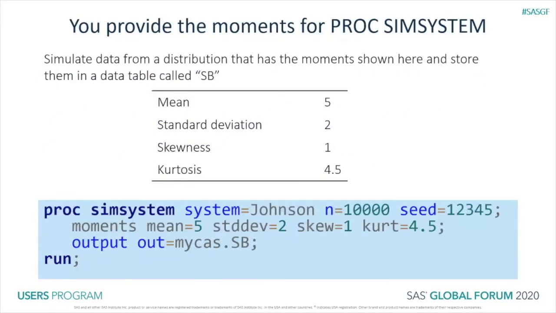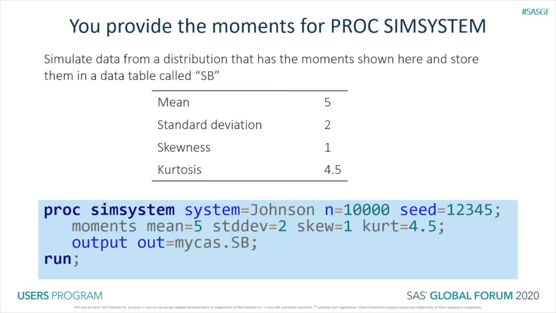So let's look at a simple example. This is a case where I'm going to be simulating data from a distribution that has moments as specified. The mean is 5, standard deviation is 2, the skewness is 1, and the kurtosis is 4.5. So down in the syntax, you see I'm specifying the system as Johnson. The n equals 10,000 means I want 10,000 generated observations.